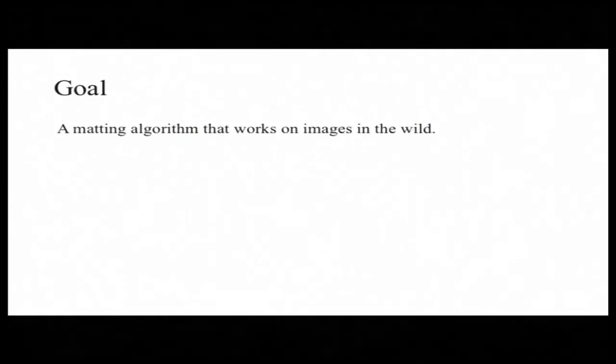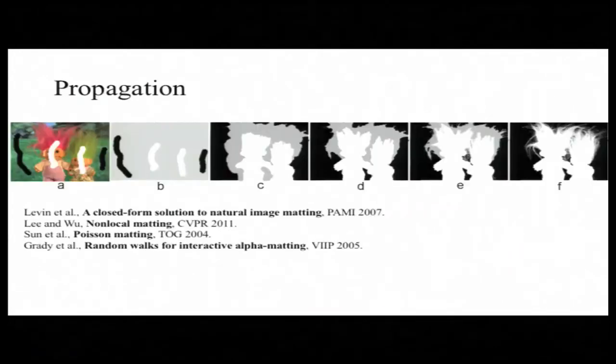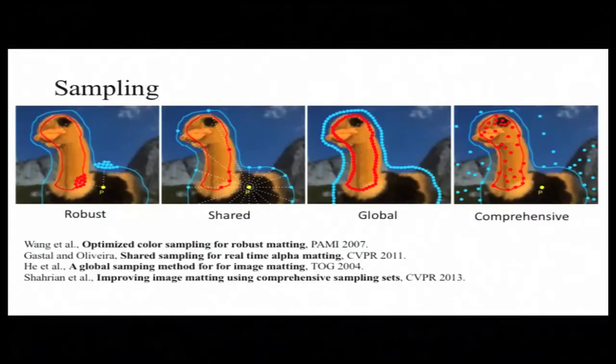Matting algorithms can be categorized into several types. Many algorithms use propagation-based methods, so they propagate the alpha value from the known regions to the unknown regions. The second type is sampling-based methods, so they sample foreground and background pixels that best describe the color of a given unknown pixel.